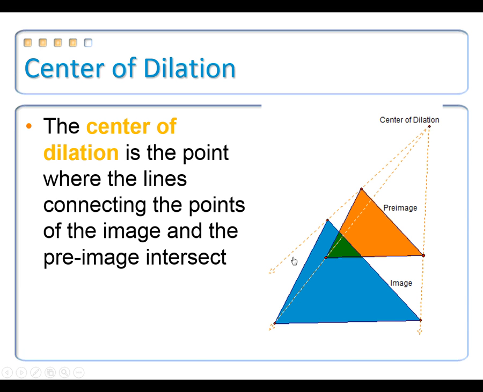So we connect all the points that correspond to each other in the image and pre-image, and bam, they all intersect in the center of dilation. So that is where your center of dilation is.